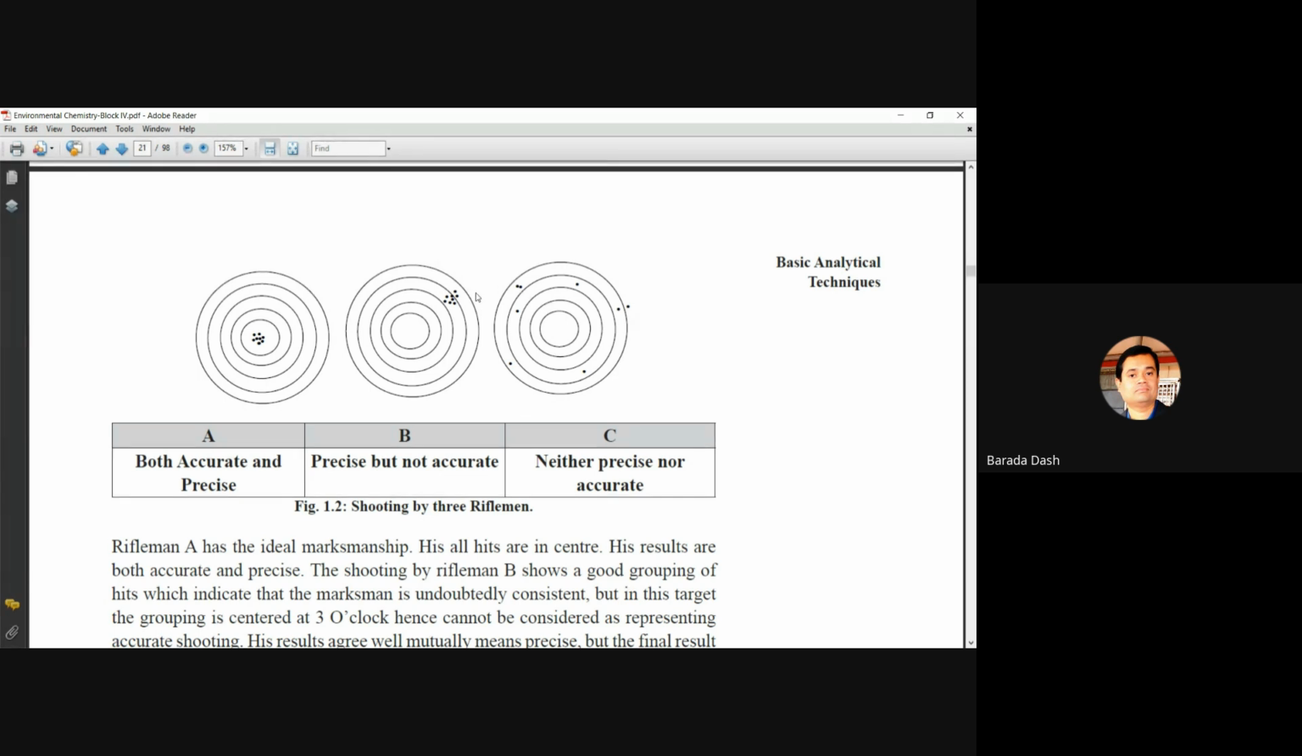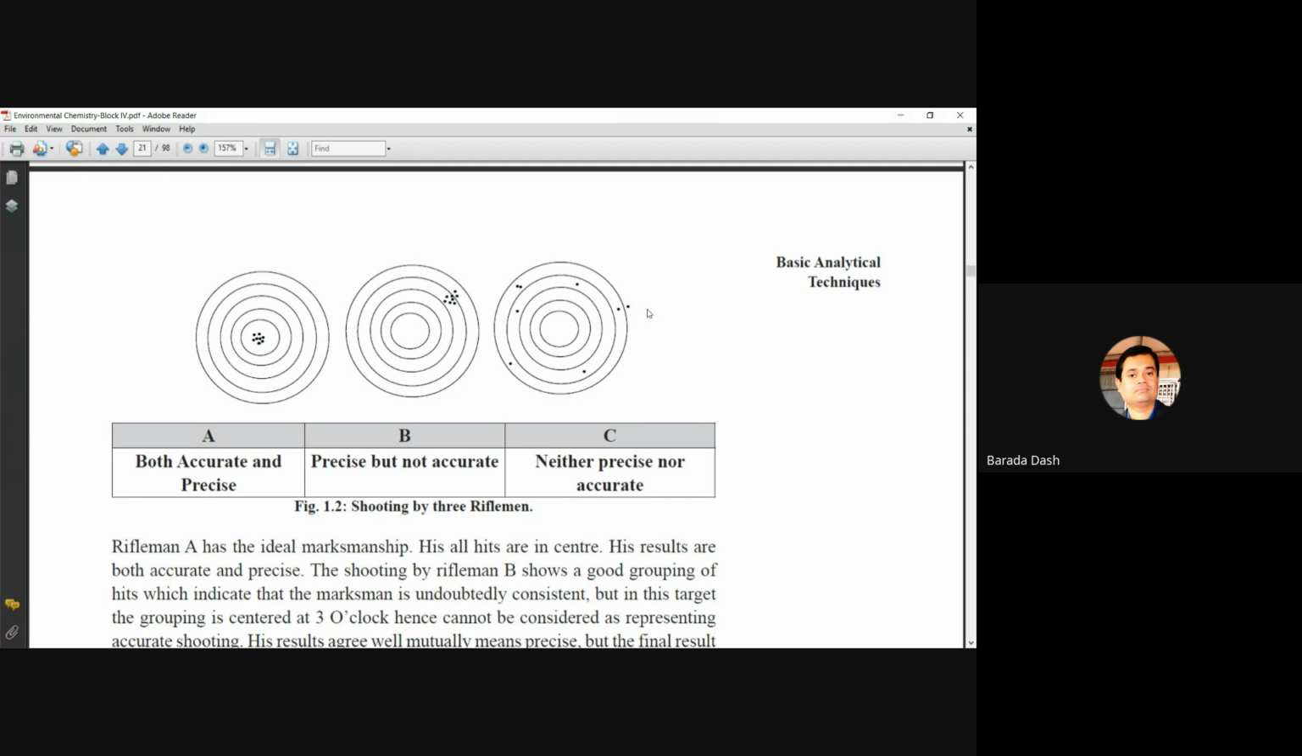If you are hitting the outer circle, that means it is not accurate, but it is precise because most of the shots are hitting the outer circle, close to each other. That means it is precise but not accurate. But if someone is shooting, one in the outer circle, one nearby the inner circle, one completely outside the circles, in that case that athlete is doing neither precise nor accurate shooting.